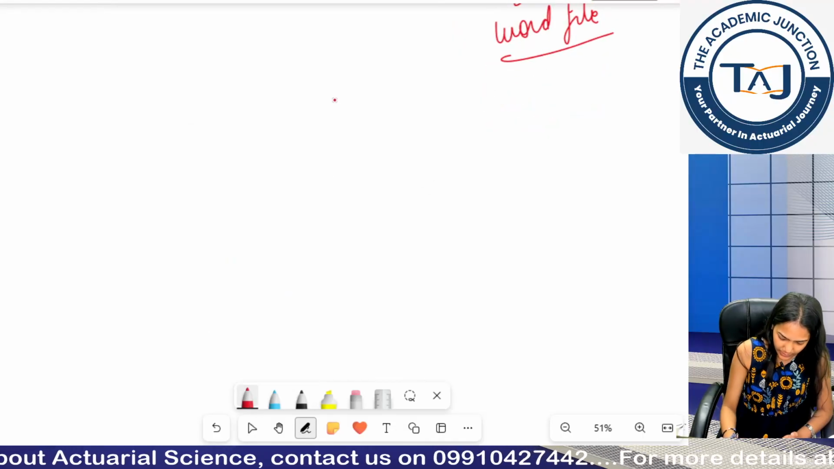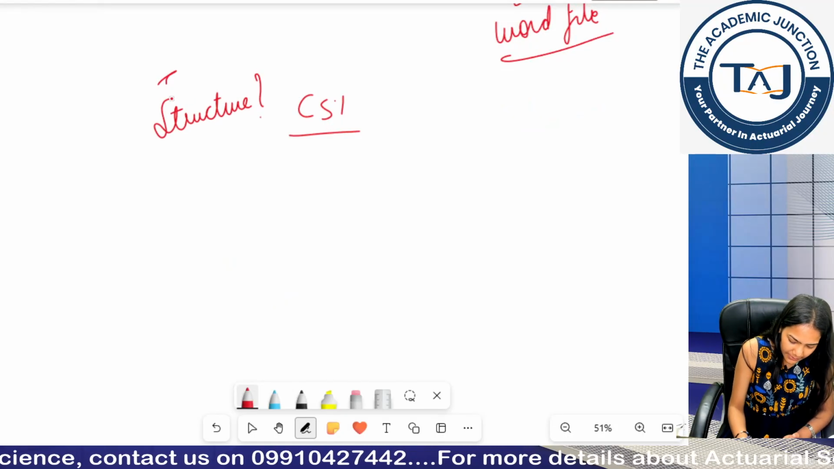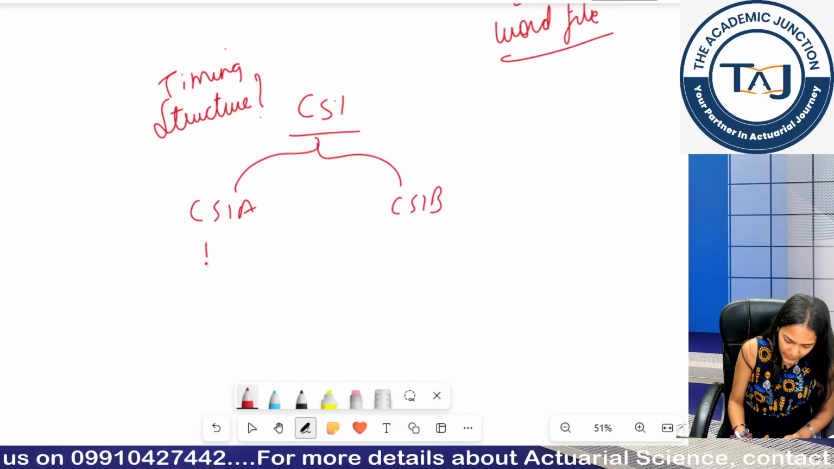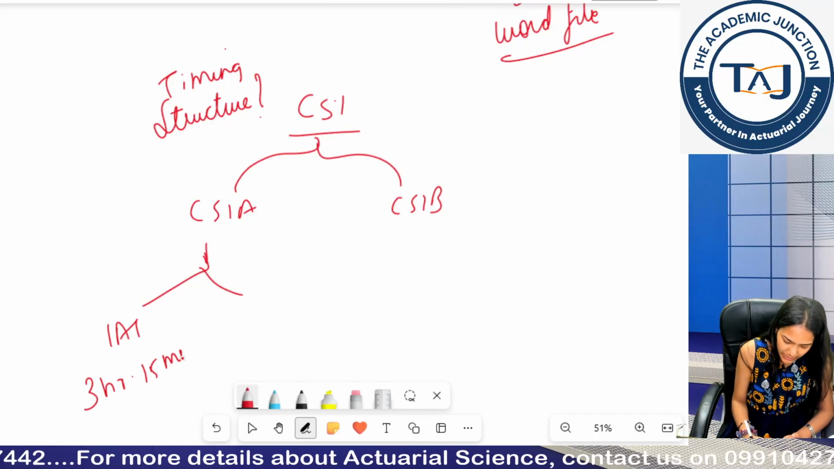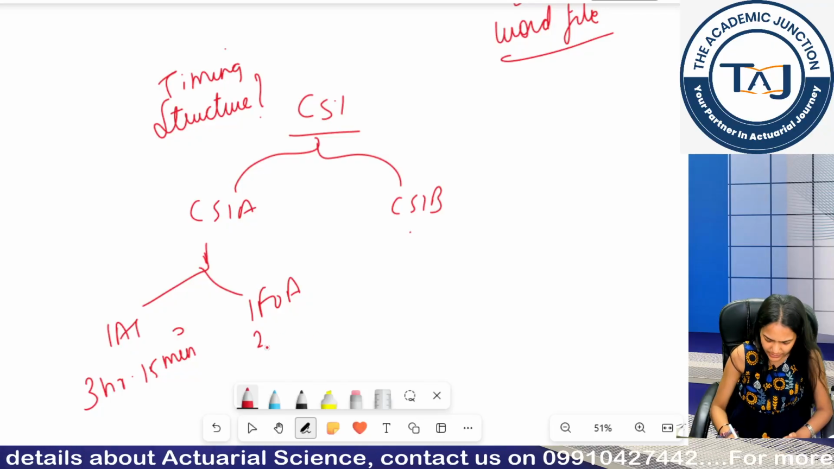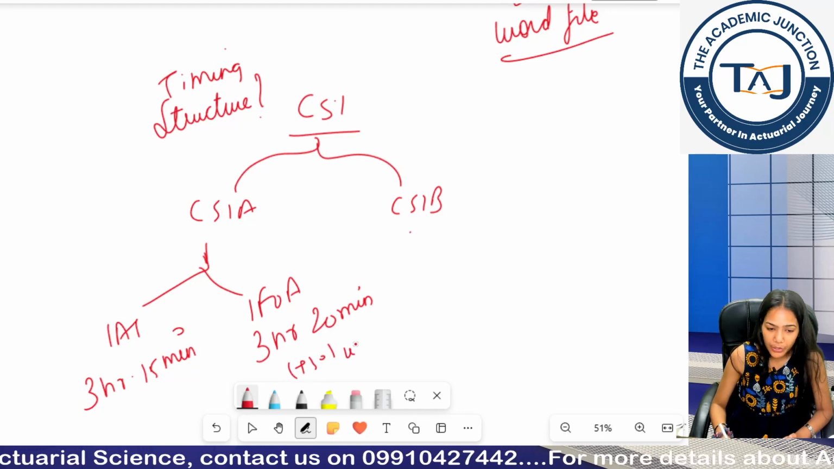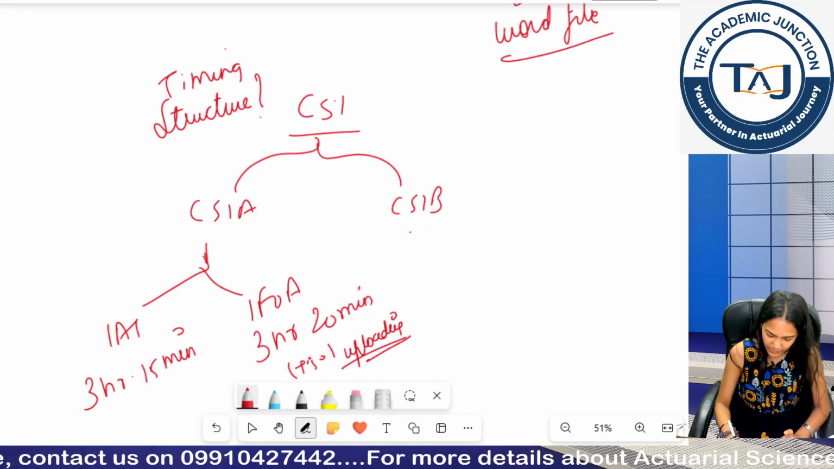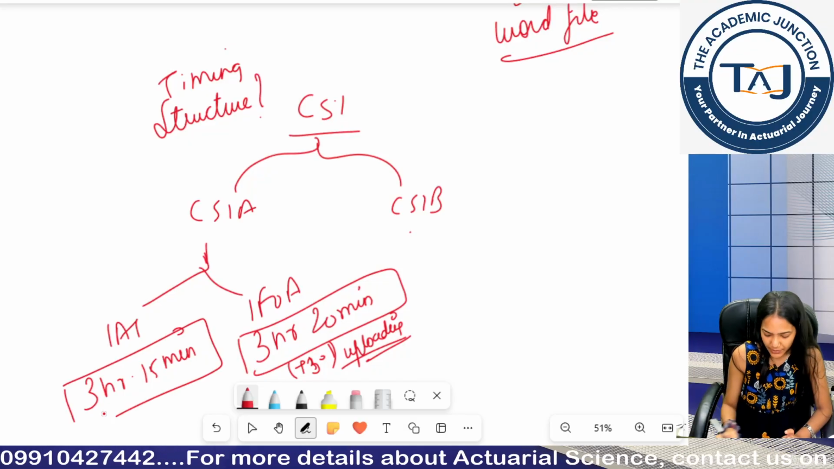Then let us talk about the timing structure. For CS1A, if we are doing it from IAI, it is a 3 hour 15 minute typing paper. If we are doing it from IFoA, we get an extra 5 minutes, so it is a 3 hour 20 minute paper, plus 30 minutes for uploading your answer. In this time period you can't write anything, but they have provided 30 more minutes to upload your answer freely.